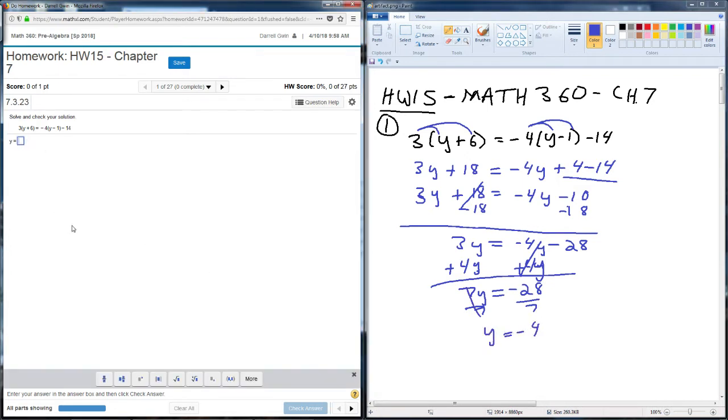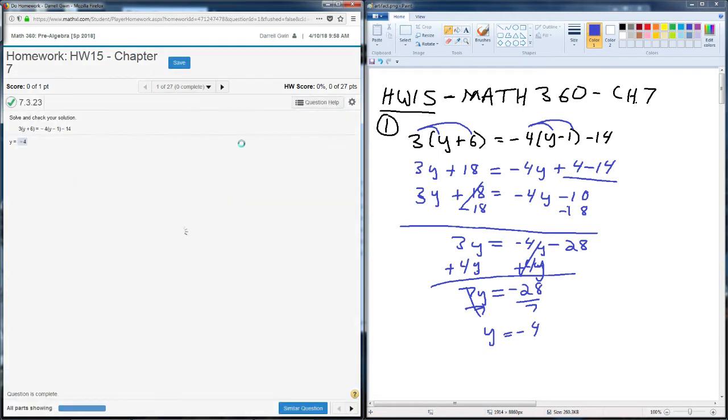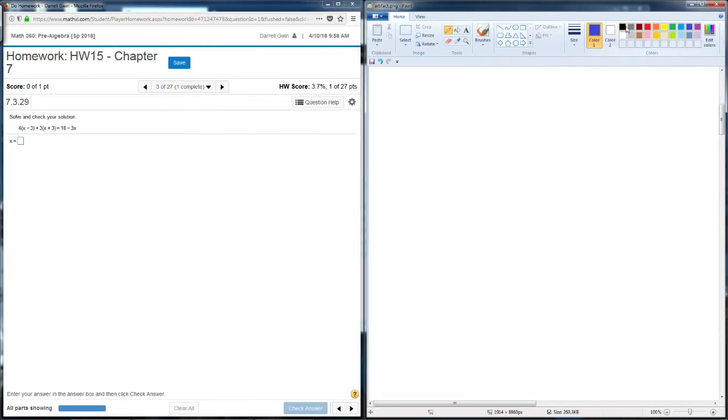Type in the negative 4, and it checks out okay. If this was a test, you would have to plug it into the original problem and check it. So, next problem. We'll skip to number 3.